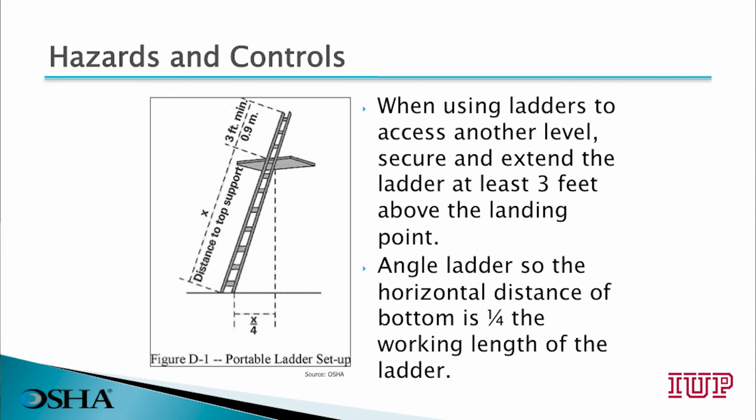When using ladders to access another level, secure and extend the ladder at least 3 feet above the landing point. Angle the ladder so the horizontal distance of the bottom is 1/4 of the working length of the ladder.